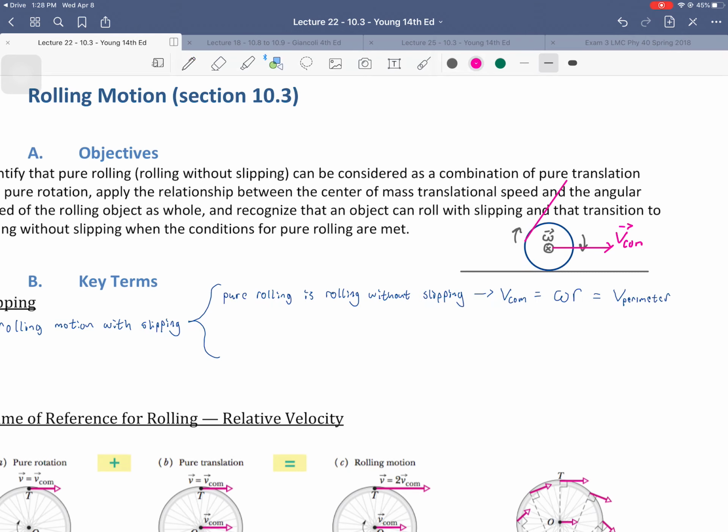Then we'd have any number of velocity vectors we could draw along the perimeter, and I'll draw one such vector. That one would also have the same value. This would be v perimeter, as a vector, and its magnitude would equal v com. Obviously, its direction need not be equal, but its magnitude is. So that's pure rolling motion.